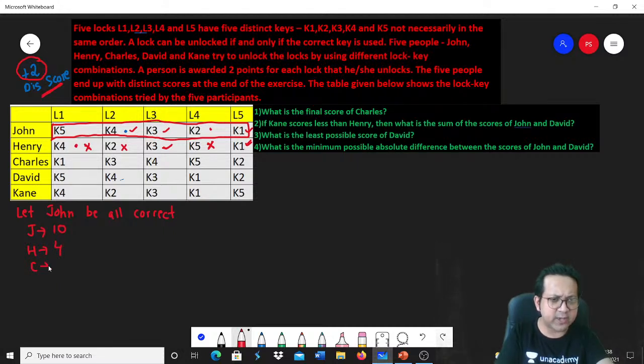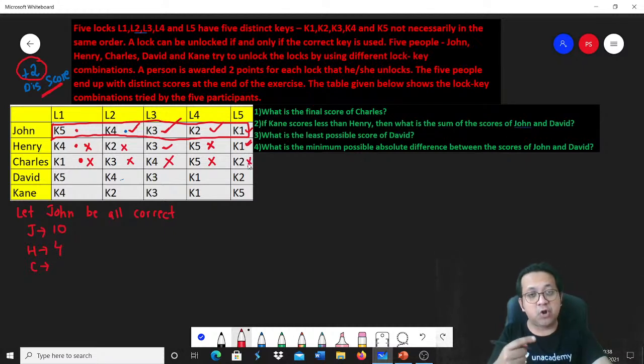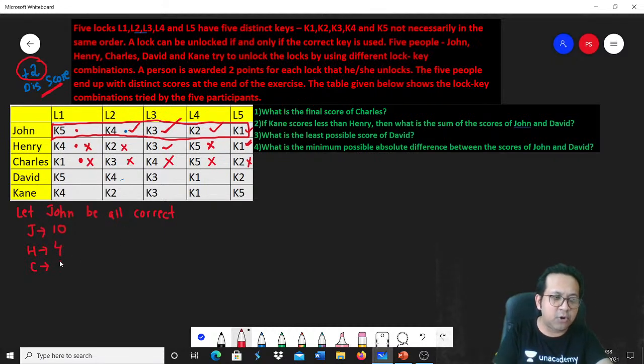Let's look at Charles. Okay, let's start. Charles, lock 1, he used K1. But what was the correct key? Correct key was K5. He used K1. He got this wrong. Similarly, K3 is also wrong, because the correct key is K4. K4 is also wrong, because the correct key is K2. K5, even this is wrong, because for lock 4, the correct key was K2. Similarly, K2 is also wrong, because for lock 5, the correct key was K1. So Charles got all of them wrong, meaning 0 points. Do you get this?